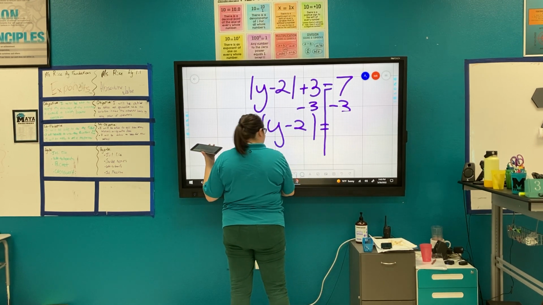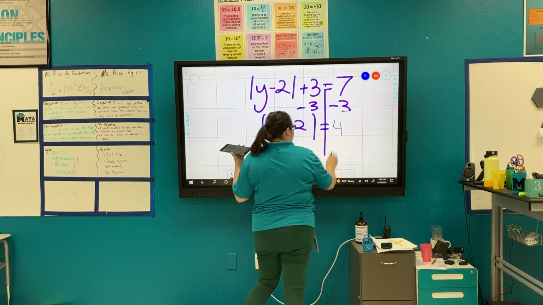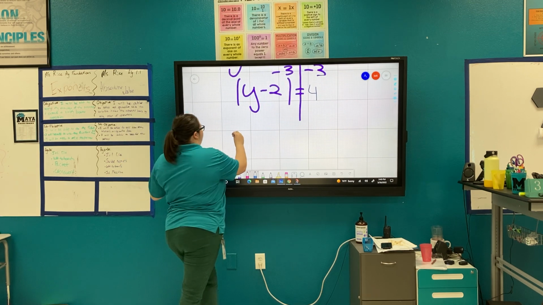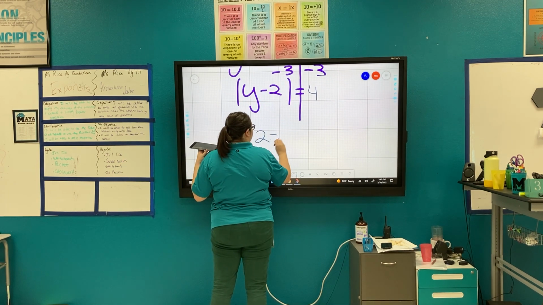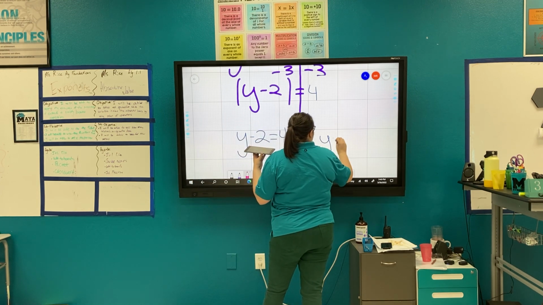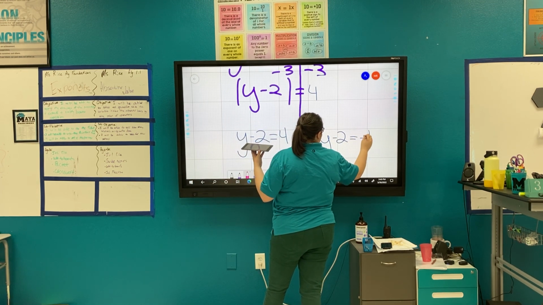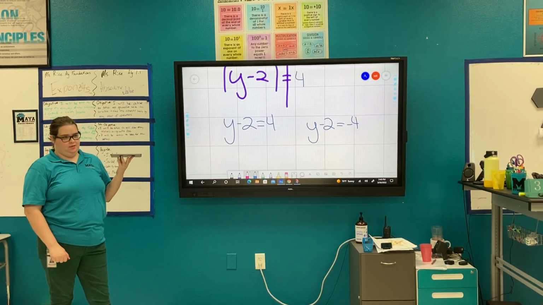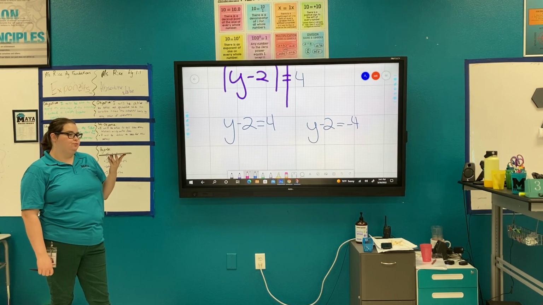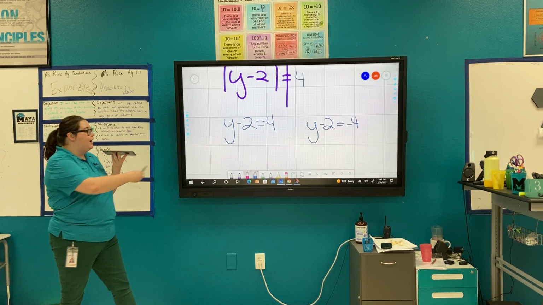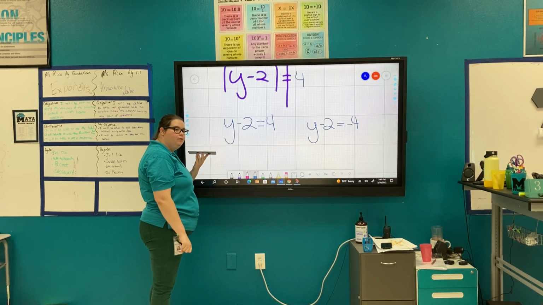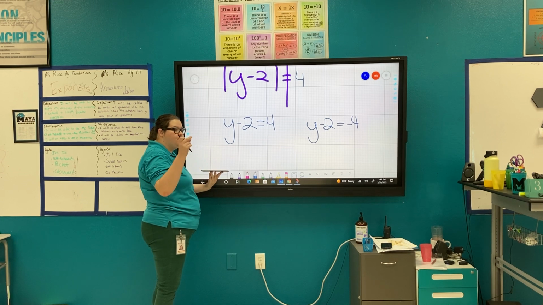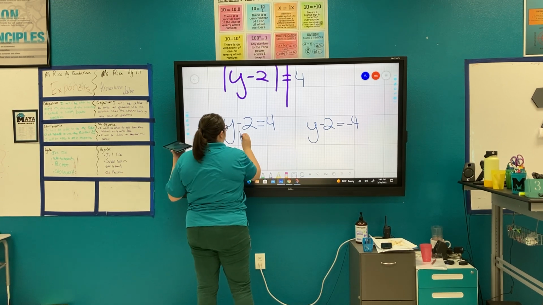Is my absolute value now alone? Yes. What do I need to do now then? Separate into 2 equations. Perfect. We need to do y minus 2 equals 4, and y minus 2 equals negative 4. So, how do I move my 2? How do I move it? The opposite of subtraction is addition. You add 2. Perfect.